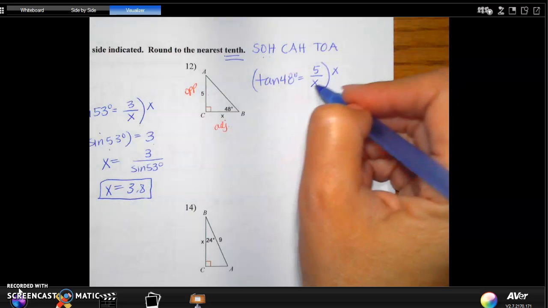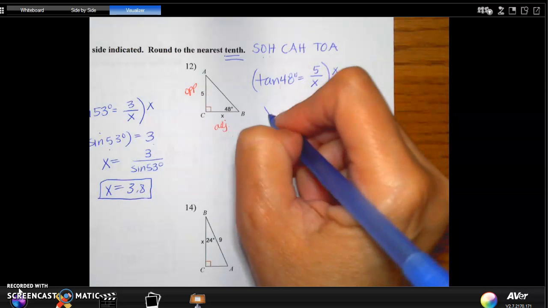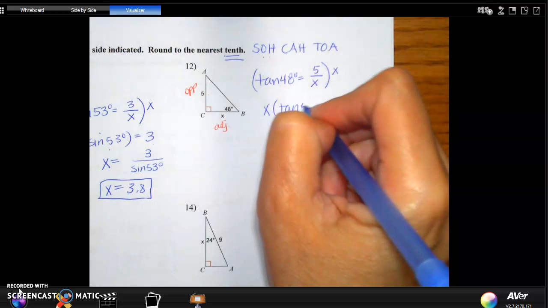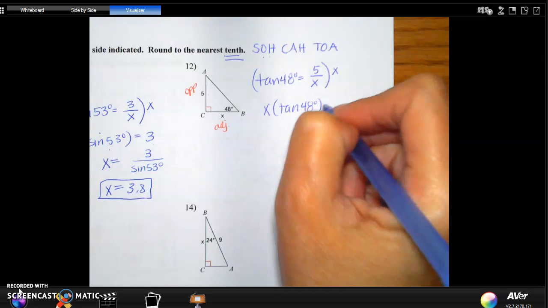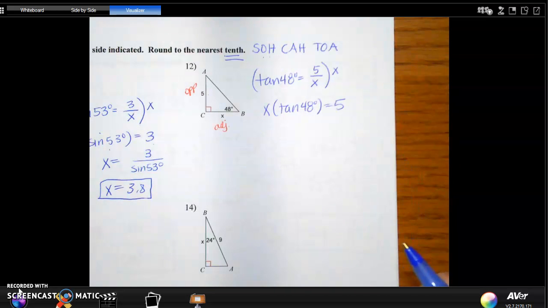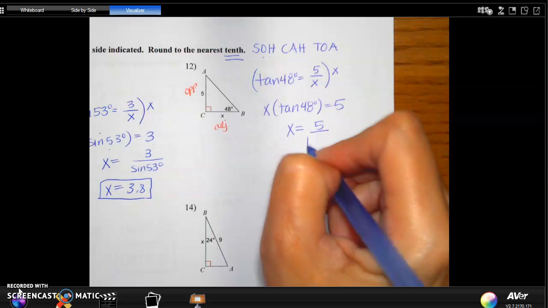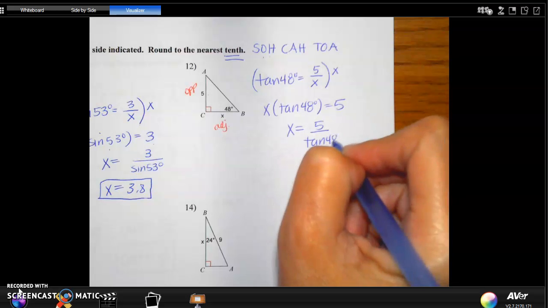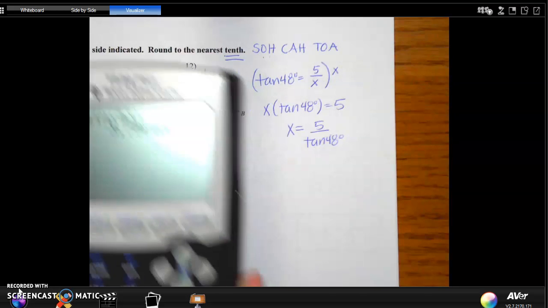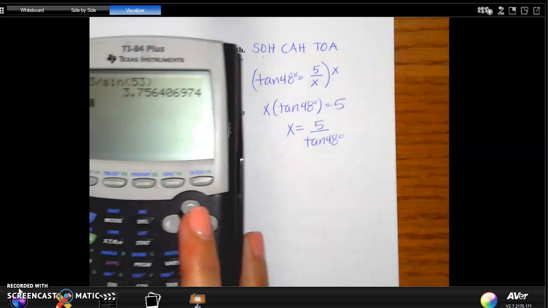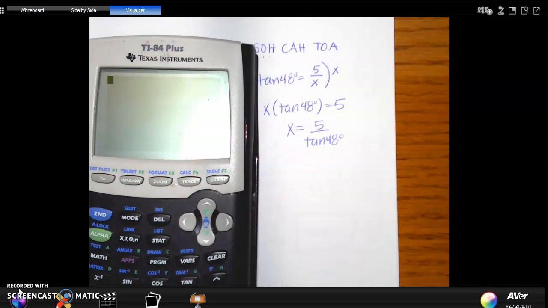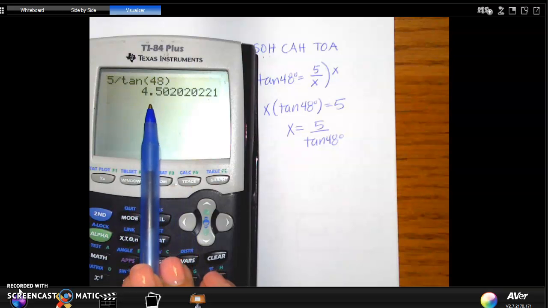Walks it through a similar process like we just did. So these x's disappear. We're going to have x times the tangent of 48 over here on the left equals 5. Then we're going to divide both sides by tan of 48 to get our answer. So we're going to have 5 divided by the tangent of 48, close that parenthesis. We're going to round to 1 decimal place, so we're going to get 4.5.